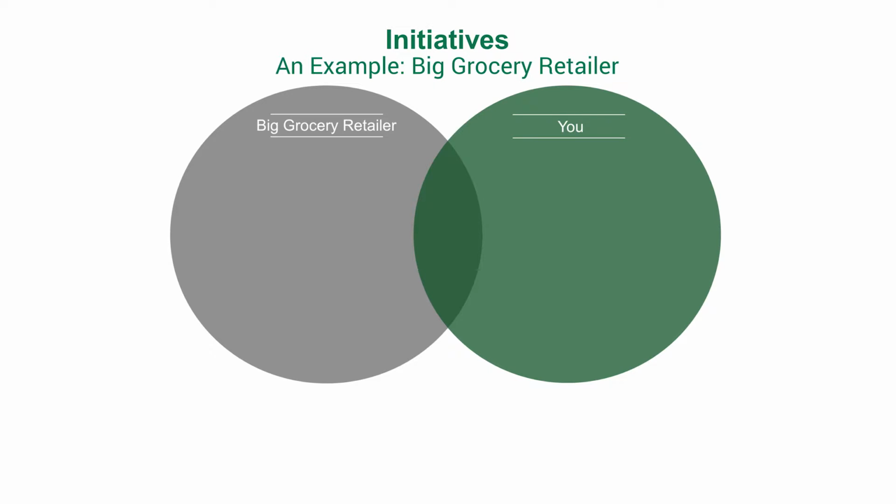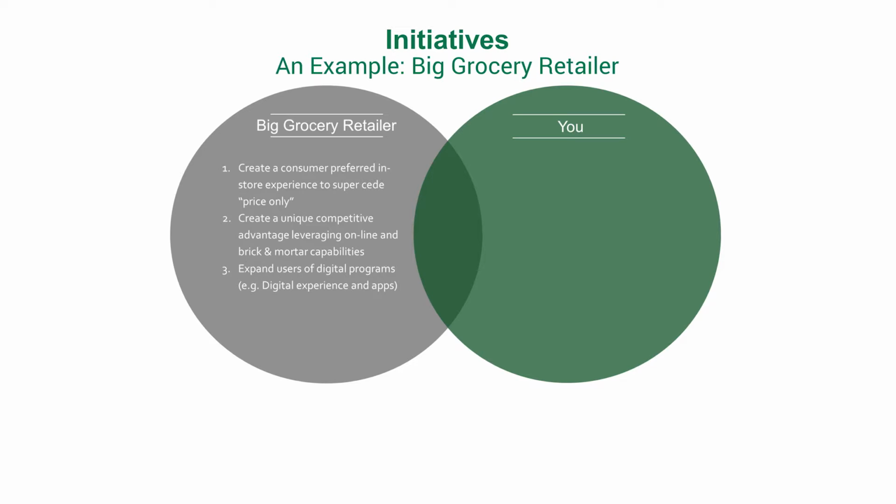We think this diagram provides a good visual on how to create initiatives. Remember, the best initiatives deliver something that each party wants. It's finding the match. So this is, again, our friend, big grocery retailer. And as you can see, the manufacturer team here identified 4 things that are important to big grocery retailer. Create a consumer-preferred in-store experience that gets beyond price. They want to create a unique competitive advantage combining online and brick and mortar. They want to expand the use of digital programs. And finally, they want to reduce returns and damage.